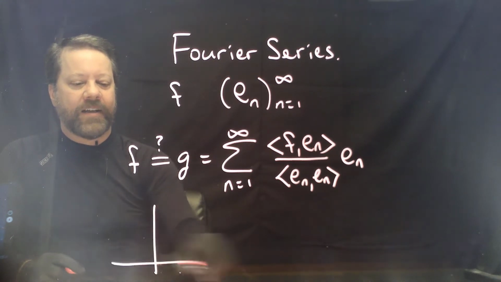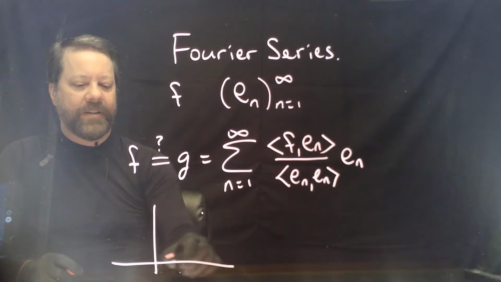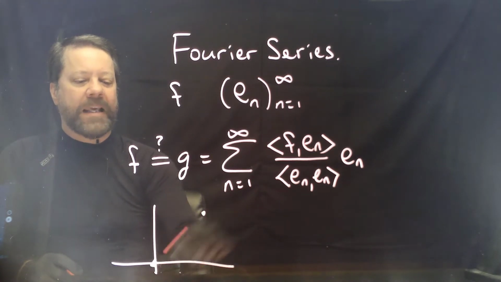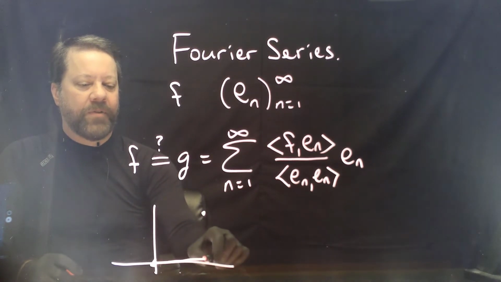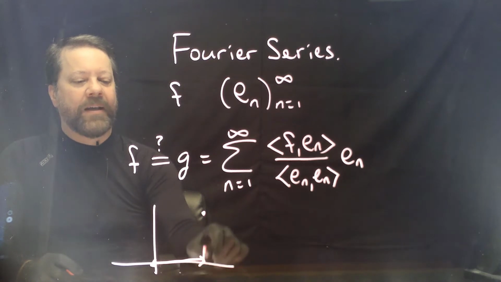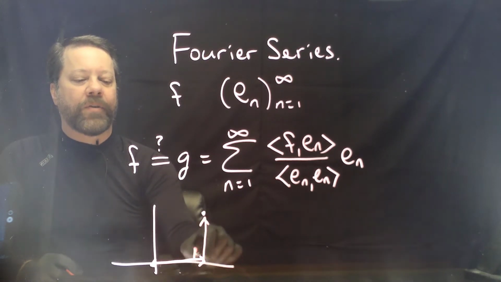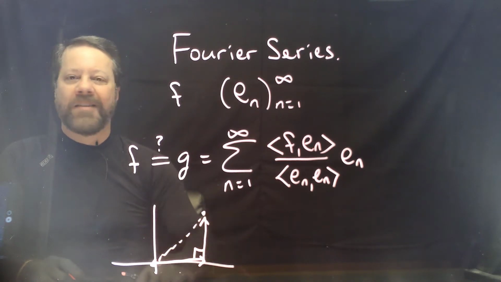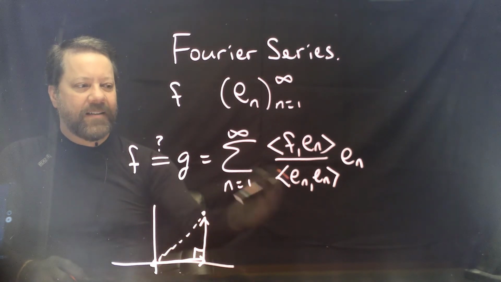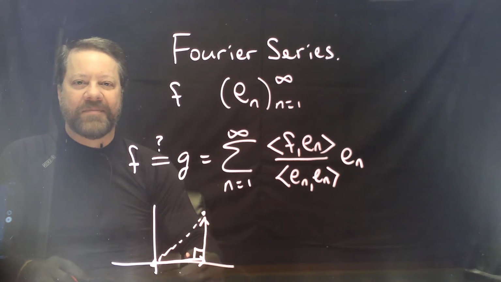It's like saying in order to get from point A to point B, you go a certain number of units one way and a certain number of units in an orthogonal direction, and that way you can get from point A to point B. That's exactly what's going on here.